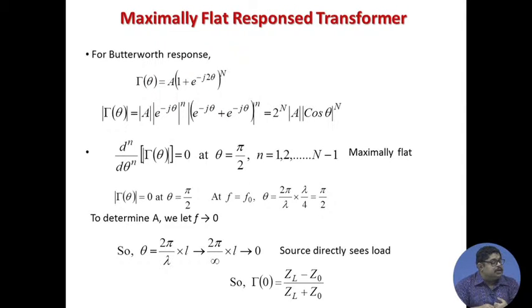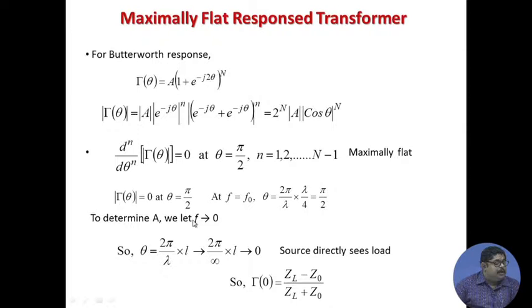So, the rest is mathematics, just to expand, and you find that the overall response is maximally flat, meaning up to the nth differentiation of the reflection coefficient function will be 0. That means it will be flat up to nth order. So, based on that, finally, you need to determine this A, how many sections you will have, that will be this n, and also what are the characteristic impedances of the multiple sections, so that you achieve this synthesized reflection coefficient. So, to determine A, what do we do? We put f equal to 0. Now, theta is the electrical length, it is beta into L, beta is 2 pi by lambda.